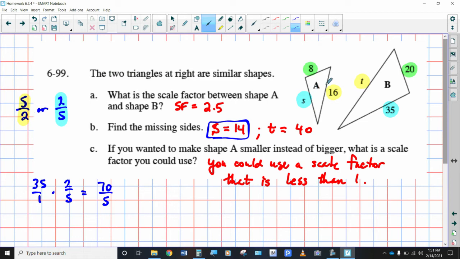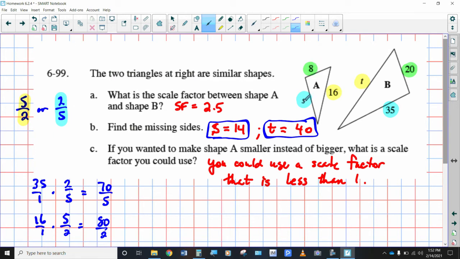Do the same thing for t. We started with 16 over 1, and we're going to multiply that times 5 over 2. And 5 times 16 is 80, and 80 divided by 2 is equal to 40, so that means that t would have to be 40. And that makes sense, right? Because t is the longest side, so it's got to be more than 35.